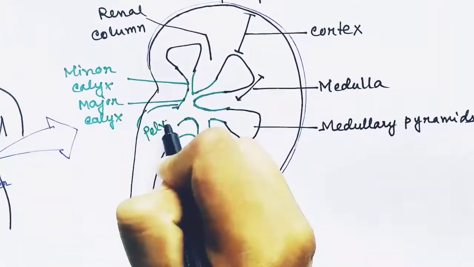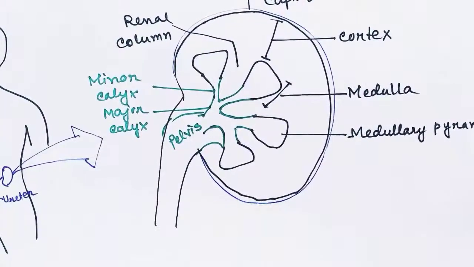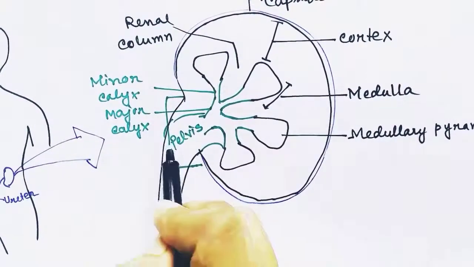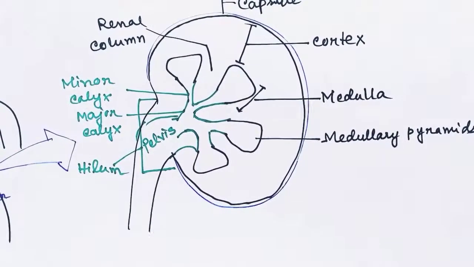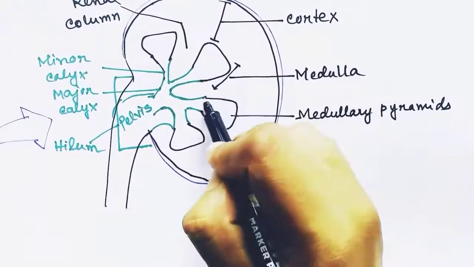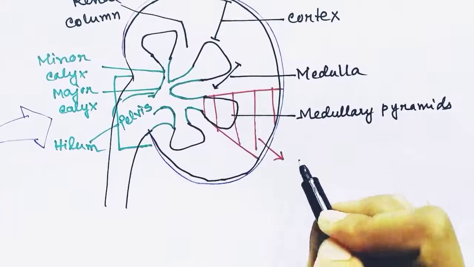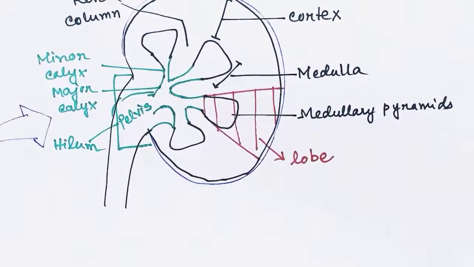And the major calyx will join with the ureter at the pelvis. And the region of junction of ureter and kidney is called hilum. One medulla along with the cortex above it is called lobe of kidney.